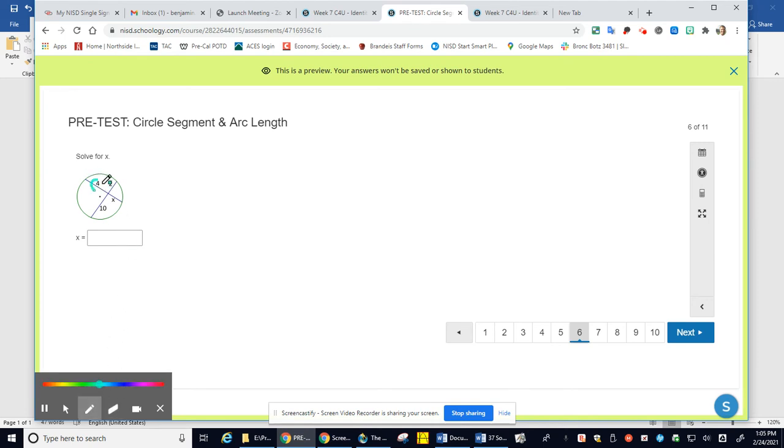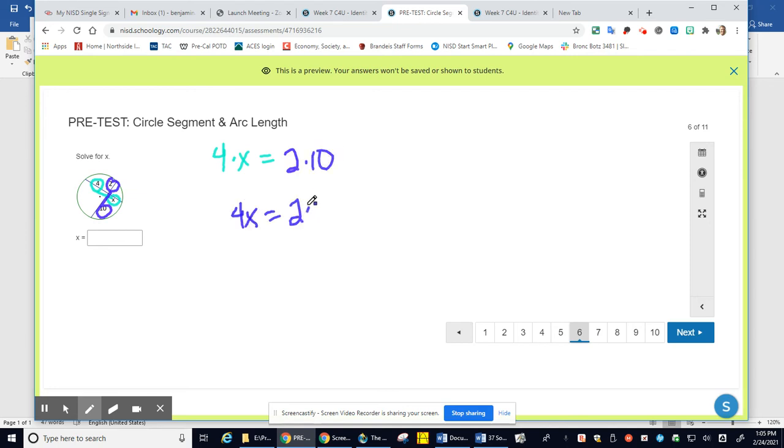Okay, so I'm going to multiply the 4 times x because those belong to the same chord. And I'm also going to multiply the 2 times the 10 because those belong to the same chord. Okay, so this is how it works. You multiply down the same chord. And that means that this value of x has to be 5. Okay, and that's how we do a chord-chord type of a problem.